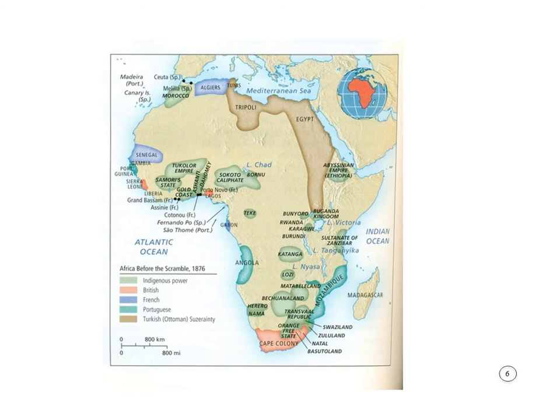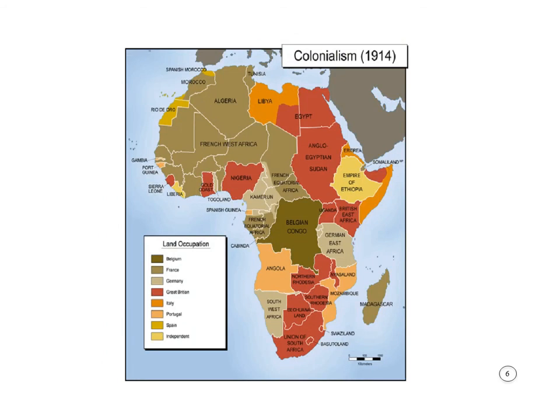Now let's see what the situation is right before the First World War. The scramble for Africa. All the continent has been divided between these colonial powers: Belgium, France, Germany, Great Britain, and the rest. In search of raw materials for industrial production and new markets to sell their industrial goods.